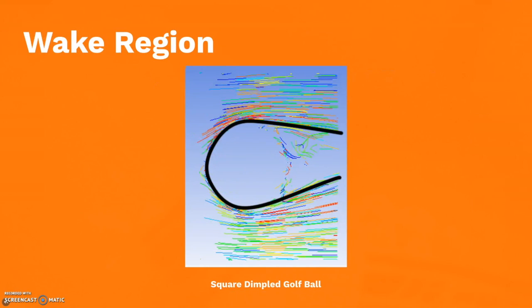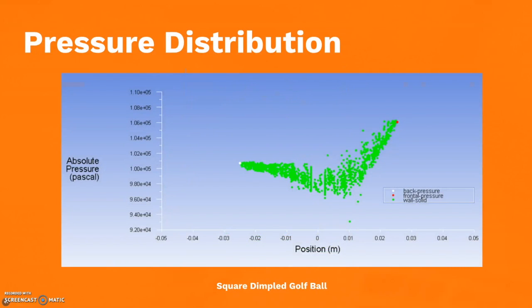Wake region. For this particular design, the wake region shows no significant decrease in size, but rather it shows to increase instead. Pressure distribution. The shape of the scatter plot is similar to the smooth golf ball. However, the maximum pressure located at the red dot is significantly higher, with the pressure at the front of the golf ball staying almost exactly the same.